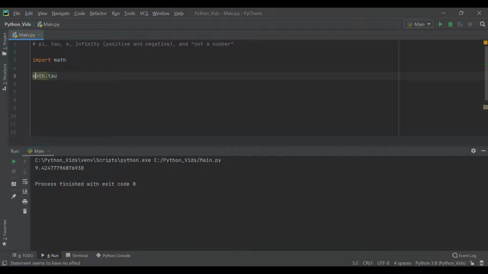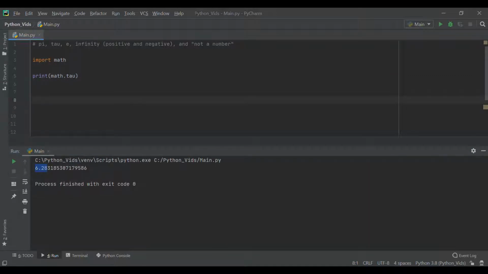So let's print it and see what we come up with. Print math.tau. Let's run that. And there it is, 6.28 and change. And in fact, Tau Day is June 28th. And on Tau Day, you can eat twice as much pi.